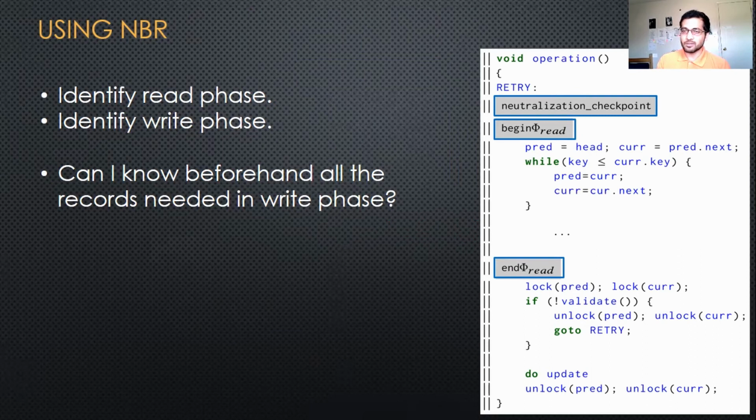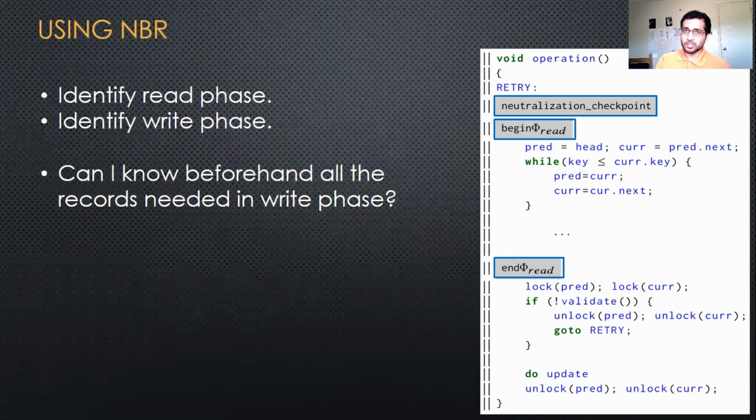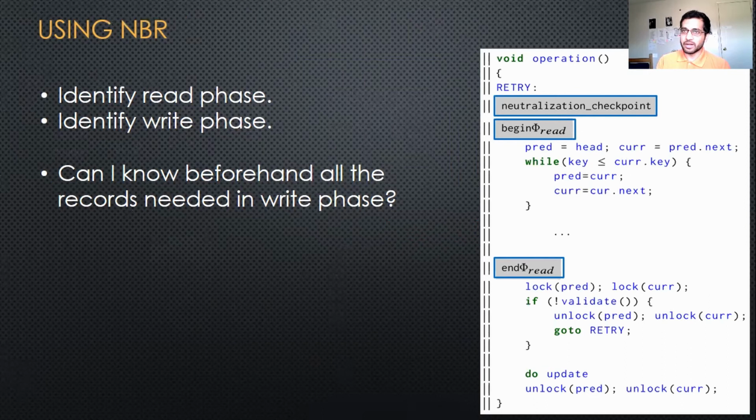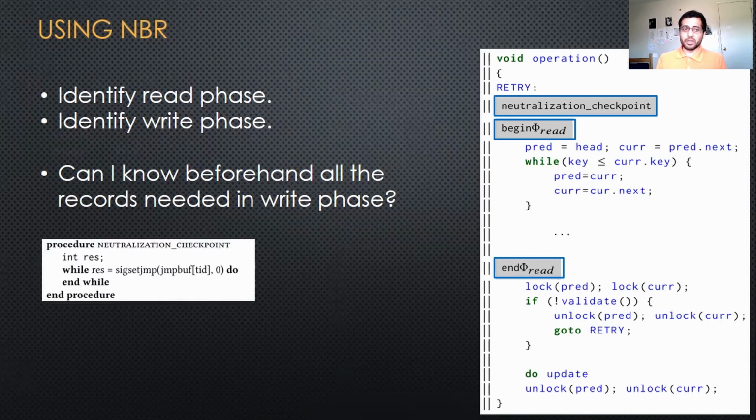So these records are passed to end read so that they could be reserved. In addition, you invoke the neutralization checkpoint before you call the begin read phase function. This neutralization checkpoint implements the restarting behavior for the threads in the read phase. It is nothing but a call to zigzag jump, which saves the context of a thread in terms of stack pointer and frame pointer, which could be restored if a thread is required to restart.